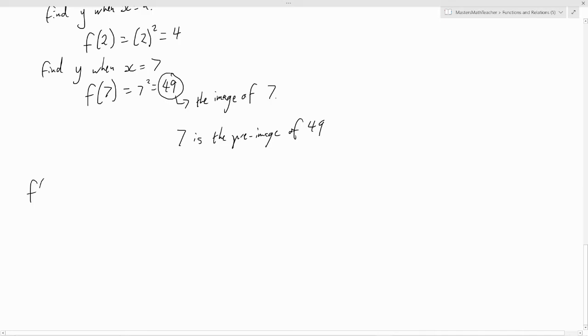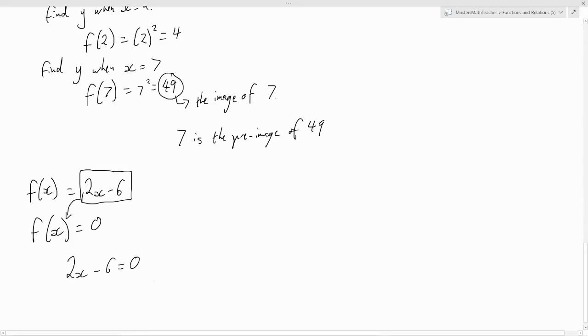So we can also use this function notation for algebra. What if I said f of x equals 2x take 6? Then I said find x when f of x equals 0. Well, we know that f of x equals 2x take 6, so we just sub that in, and we get 2x minus 6 equals 0. Then we just get to solve that. Plus 6 plus 6, 2x equals 6, divide by 2, and of course x equals 3.